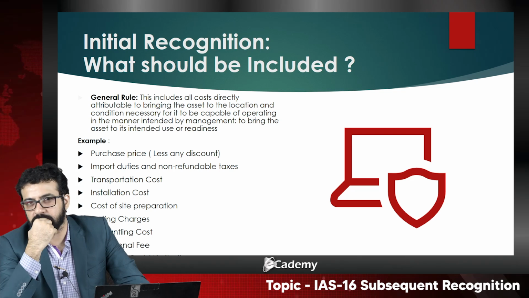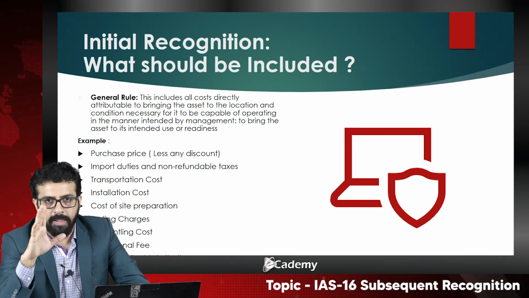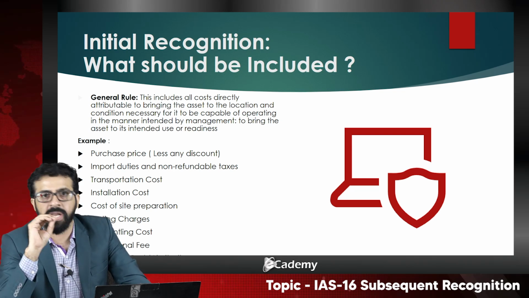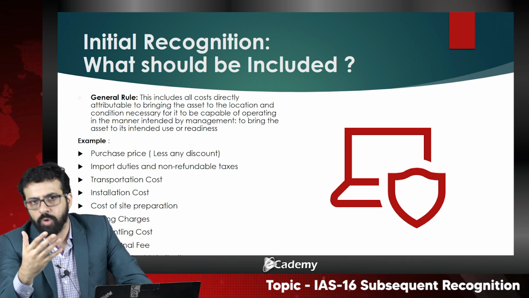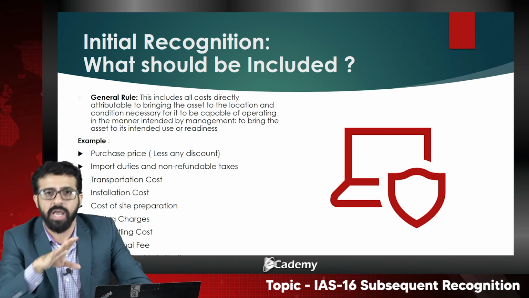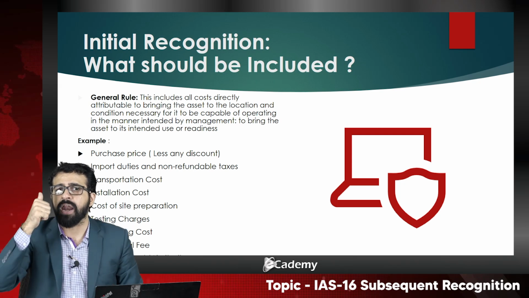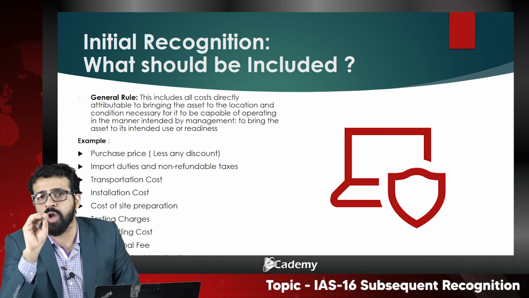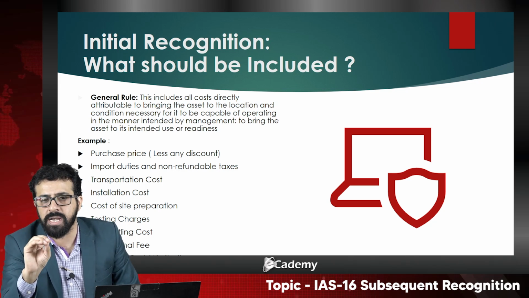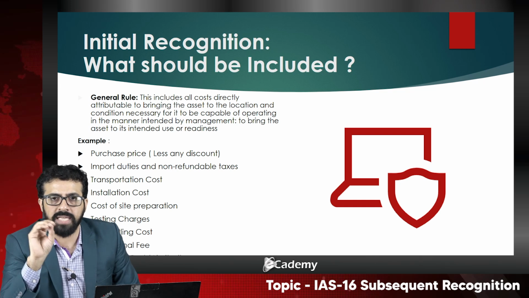Now the testing charges. Definitely the company's purpose, for example, is to produce a pan from the acquired plant. And for sure, on the very first attempt, the machine, or the plant, will not produce the pan as intended by the management.